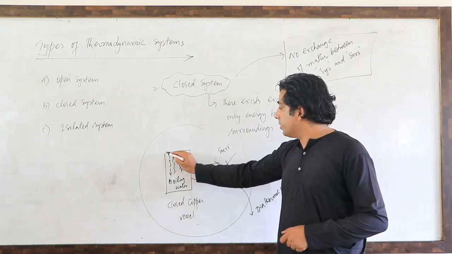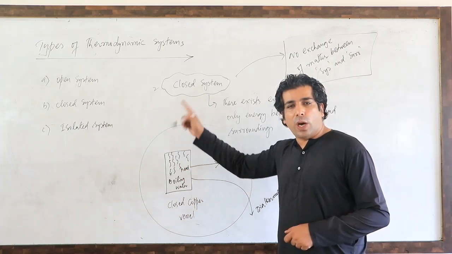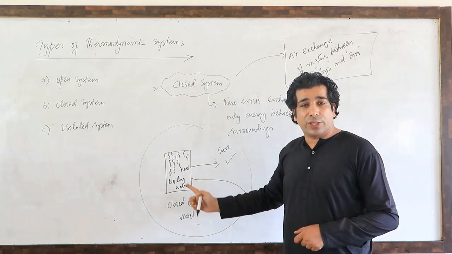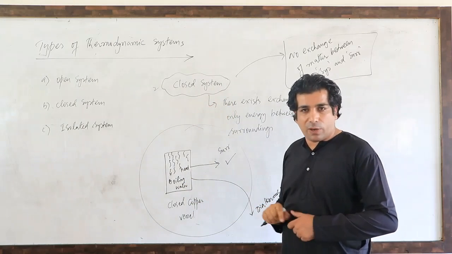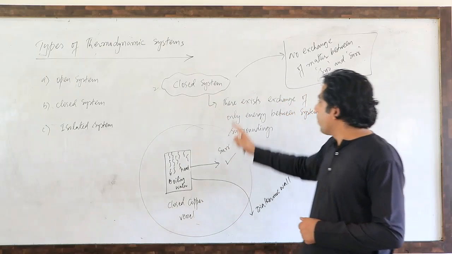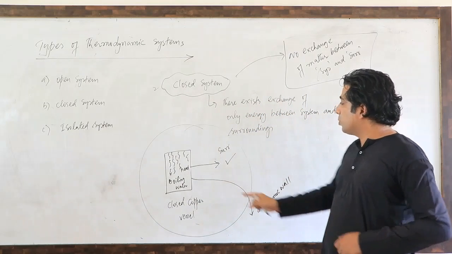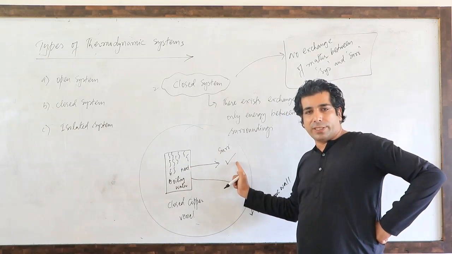Why? Because the system is closed. When closed system is there, water cannot go out or any gas cannot come inside. That means there is no exchange of water, or there is no exchange of gas between system and surroundings. That means there exists exchange of only energy between system and surroundings. So only heat energy can come from the system into the surroundings.